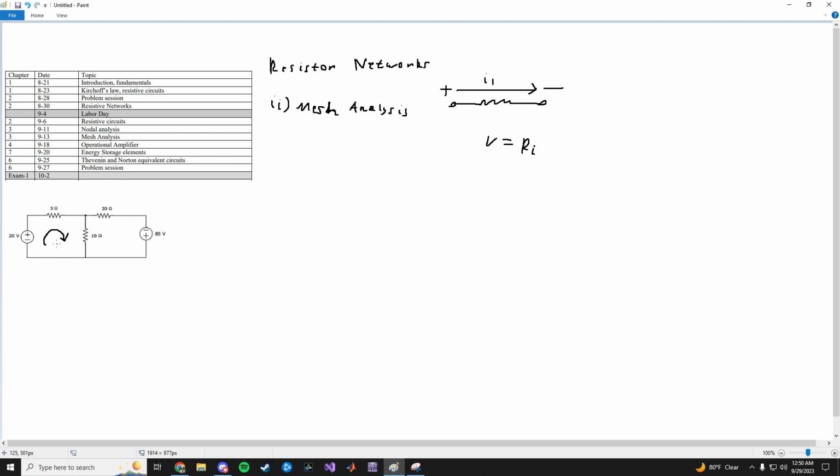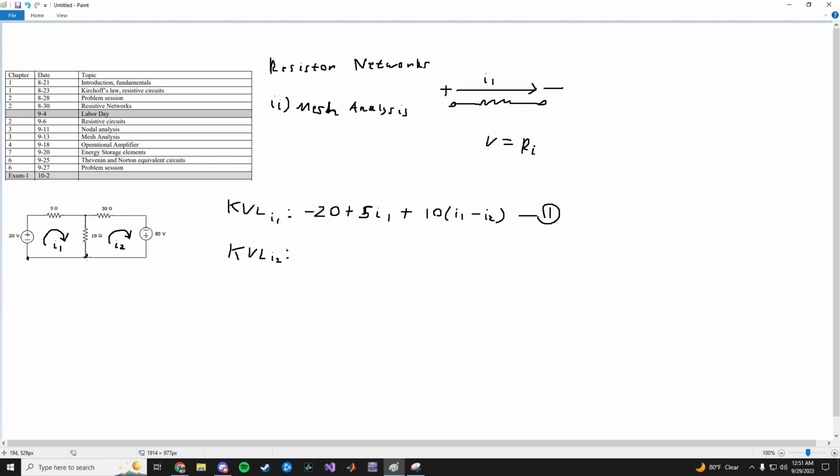So we have two meshes. This is I1 and this is I2. So the KVL at I1, well, that's going to be, let's say I just start here and follow the arrow. Well, negative 20 plus 5 I1 plus 10. Well, that's a resistor between two meshes, so it's going to be 10 times the current you want, which is I1, minus the current you don't want, which is I2. That's equation 1.